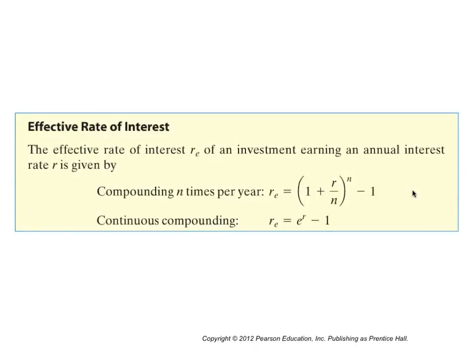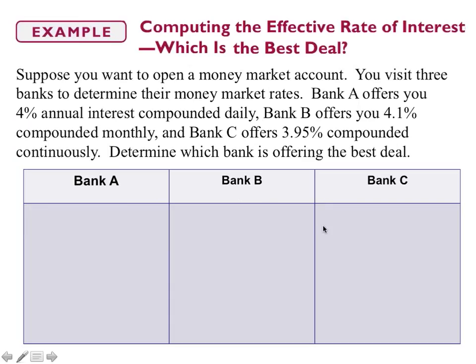Now, there are formulas we can use to calculate the effective rate of interest, R sub E, of an investment. All we have to do is take 1 plus our rate divided by n, raised to the nth power, and then subtract 1 from it. Or if you have continuous compounding, you take e to the r power and subtract 1. So let's compare a couple of different bank offers.